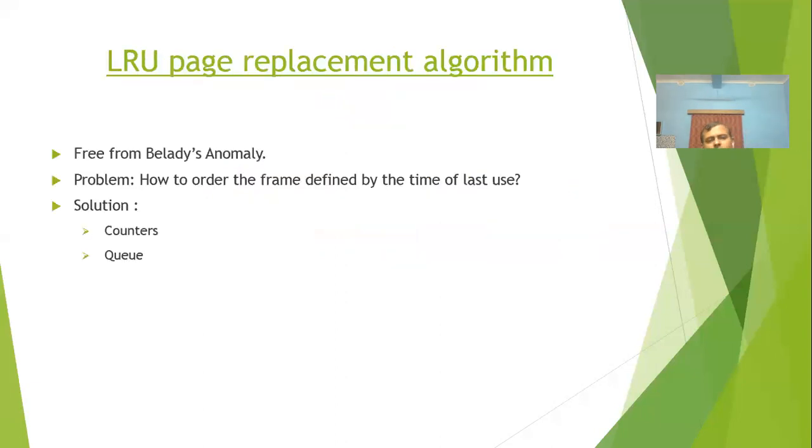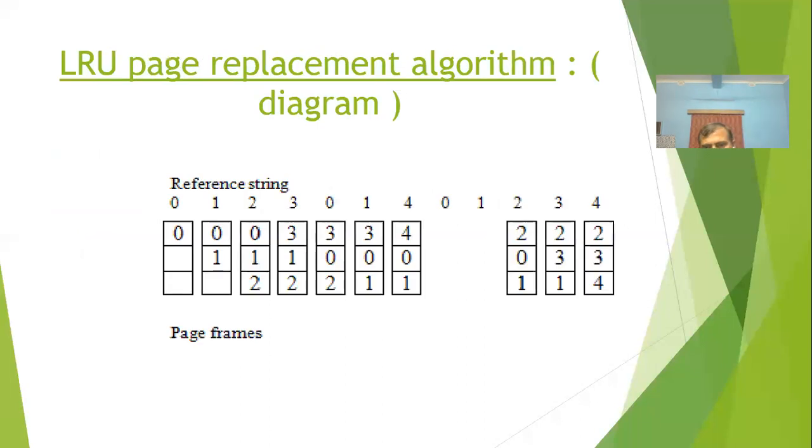And lastly, we have the LRU page replacement algorithm, which is known as the least recently used page replacement algorithm. It is also free from Belady's anomaly, but one problem is there. How to order the frames defined by the time of last use. Now to solve that, two solutions are there: using counters and some sort of data structures. So next we will review the LRU page replacement algorithm with a diagrammatic representation.